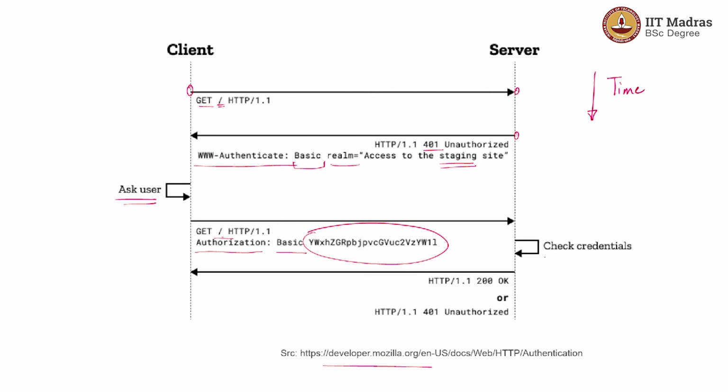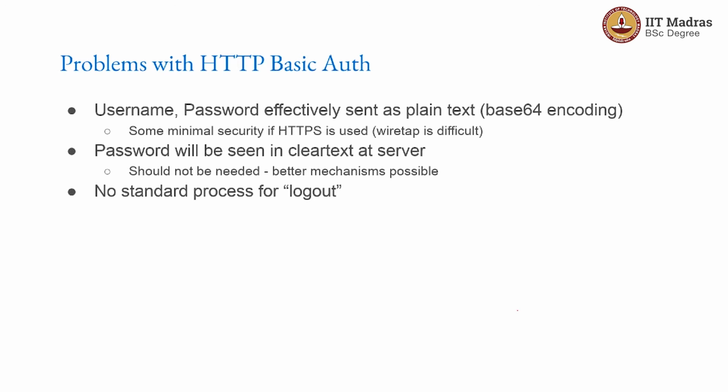It goes to the server, which will check the credentials. Whatever is encoded over here, it can decode, right, and find out what was actually sent. And if it worked, it will say okay. If it did not accept that username and password, it will basically say unauthorized again, and you can try once more if necessary. So the mechanism itself looks straightforward.